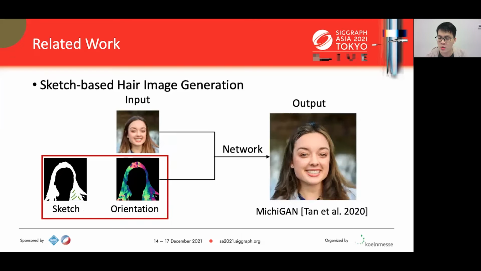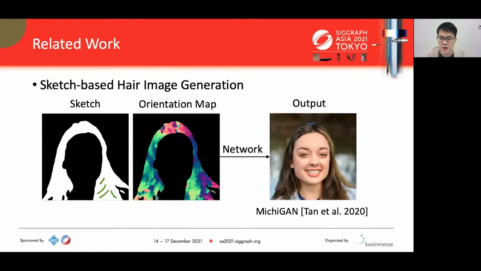MichiGAN decouples the representation of hair images into structure, shape, and appearance. There's an orientation map for structure and a reference image for appearance. They use sketches to edit the orientation maps and then indirectly control hair structures. This way somehow can manipulate hairstyle via sketching, but there is still some limitation in the orientation map.